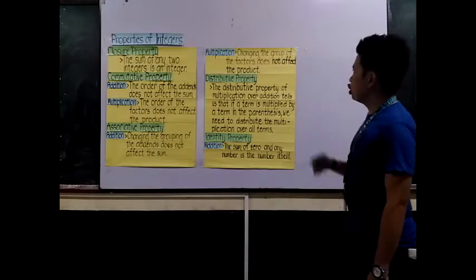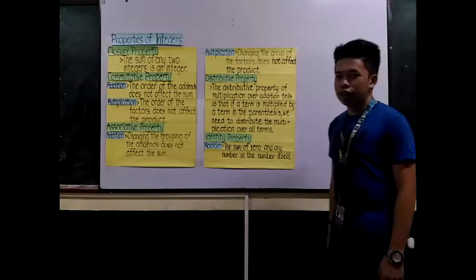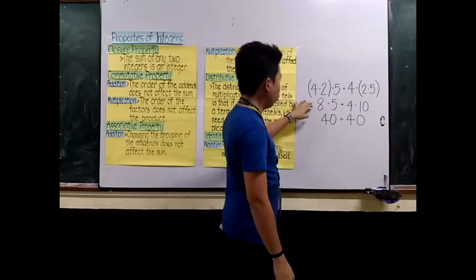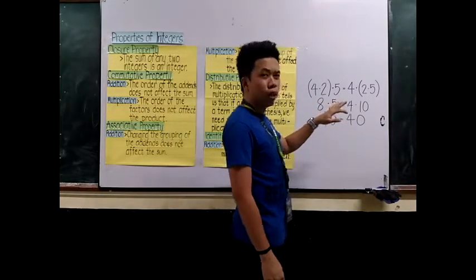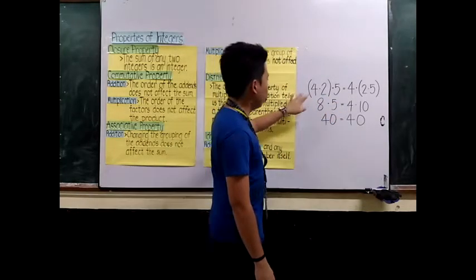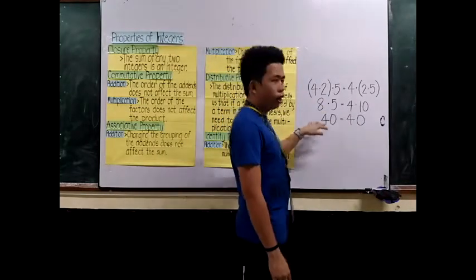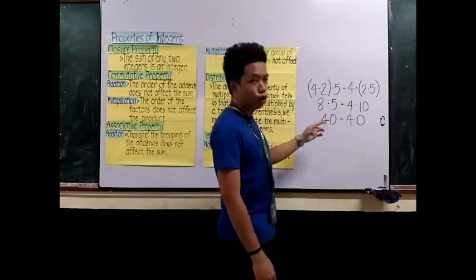In multiplication, changing the grouping of the factors does not affect the product. For example, the product of 4 and 2 multiplied by 5 is equal to the product of 2 and 5 multiplied by 4. The product of 4 and 2 is 8, multiplied by 5 is 40. While the product of 2 and 5 is 10, multiplied by 4 is also 40.